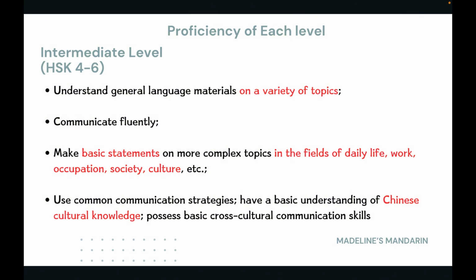Intermediate level includes HSK 4 to 6. Understand the general language materials on a variety of topics. Communicate fluently. Make basic statements on more complex topics in the fields of daily life, for example, work, occupation, society, culture. Use common communication strategies. Have a basic understanding of Chinese culture knowledge. Possess basic cross-cultural communication skills.